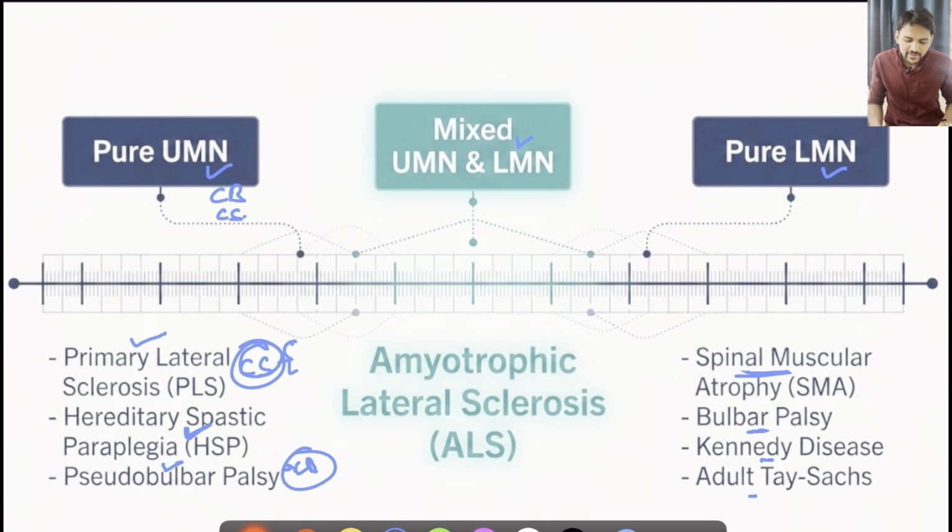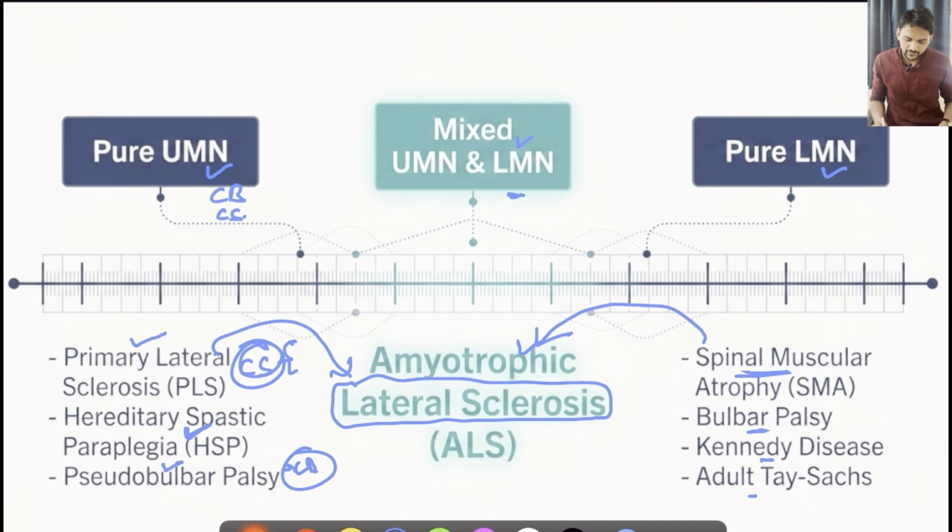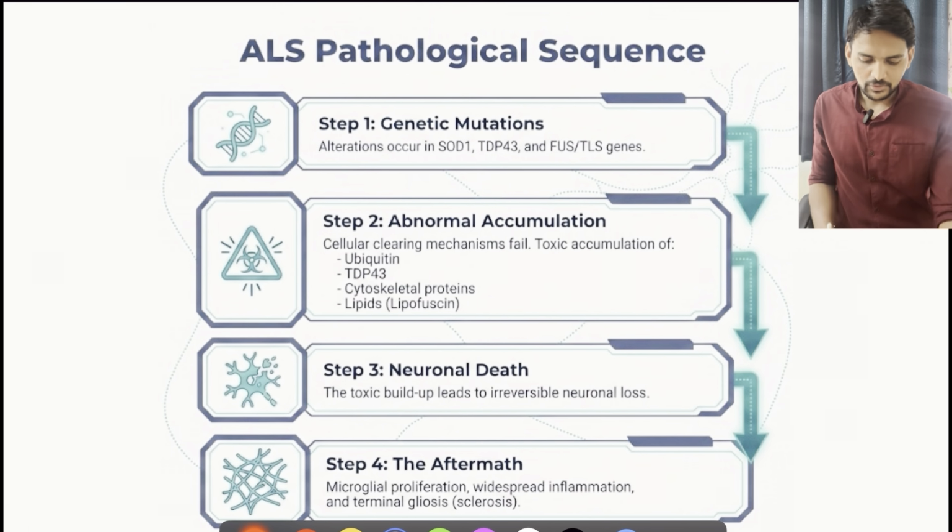Whereas when it comes to mixed pattern, that is both upper motor neurons and lower motor neurons are involved, now the terminology will combine. That is, there is lateral sclerosis from the upper side, and there is amyotrophy from the lower motor neuron type. That's why it is called amyotrophic lateral sclerosis, and it is one of the classical disorders when it comes to motor neuron disease. That's why we are going to discuss it in detail.